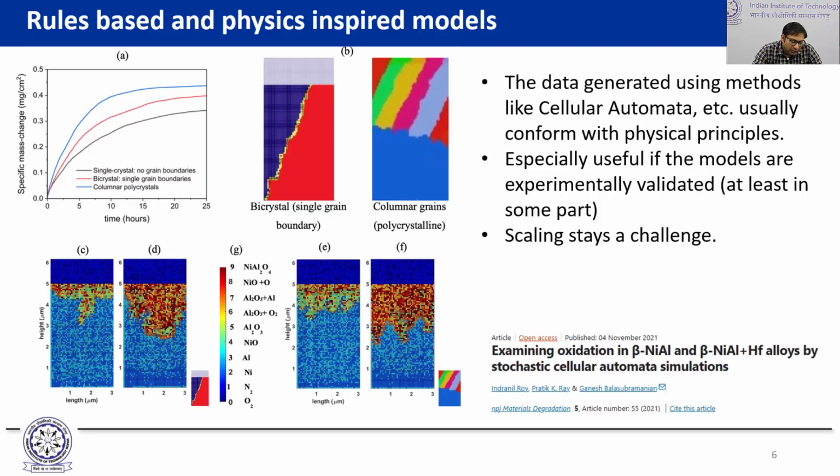So when you use a process like this, you can again start modeling things like the mass change, etc., which is something which can be measured and validated experimentally. So use of cellular automata can be quite useful when you are looking at processes like oxidation or recrystallization or grain growth. This type of models are fairly well developed nowadays.